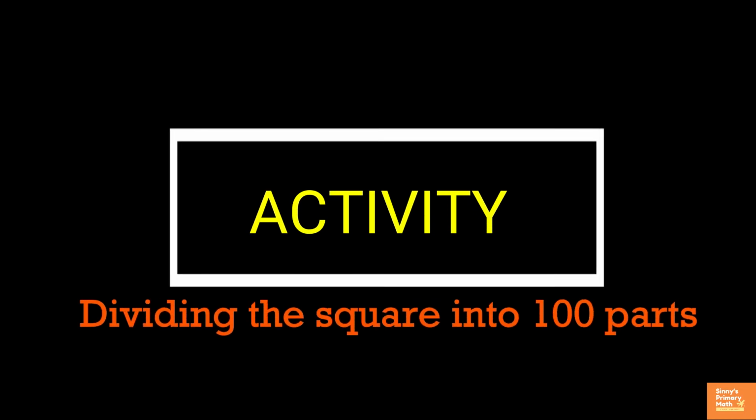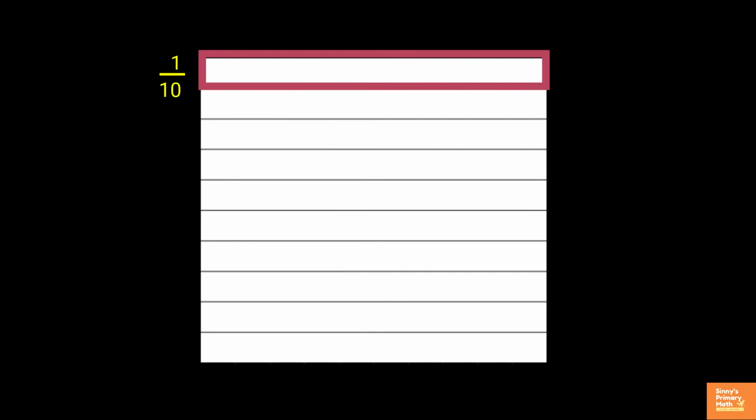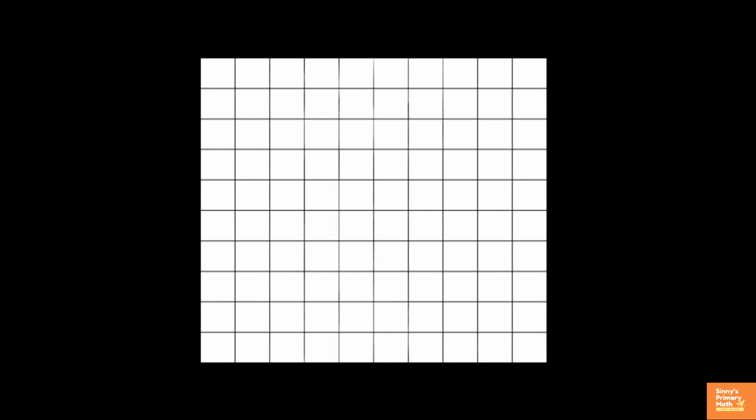Activity. Dividing the square into 100 parts. Draw a large square. It represents one whole. Now, divide the square into 10 rows of equal size. If the square is cut into 10 strips of equal size, then each strip represents 1/10 or 0.1 of the square. Divide each strip into 10 smaller squares of equal size to represent hundredths.